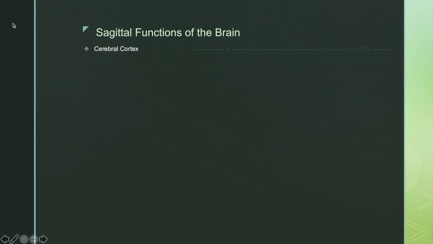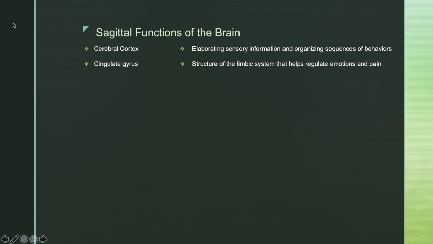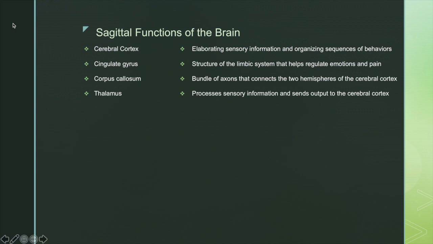The cerebral cortex elaborates sensory information and organizes sequences of behaviors. The cingulate gyrus is a structure of the limbic system that helps regulate emotions and pain. The corpus callosum is a bundle of axons that connect the two hemispheres of the cerebral cortex. The thalamus processes sensory information and sends output to the cerebral cortex. It's kind of the central hub for all the sensory information that comes in from your eyes, nose, and ears.